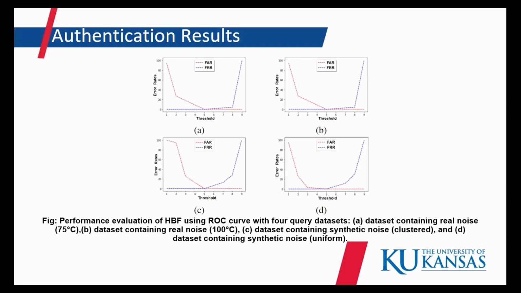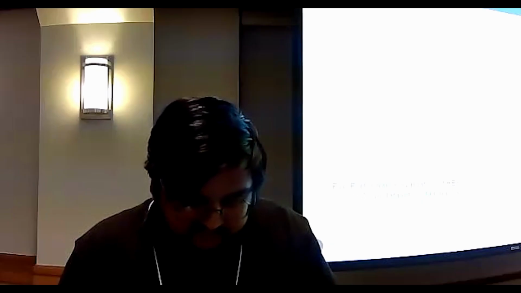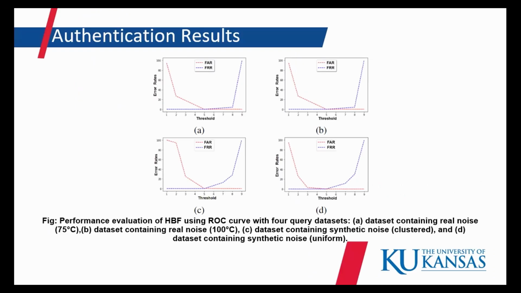We measure the authentication performance using the receiver operating curves. This shows that we can tune the parameters of our framework. If we do that properly, it's possible to achieve 100% authentication rate, even when we have a query set that has noise incorporated. These graphs show that the FAR and FRR rate is 0 in all of the experiments we set. The threshold of the hierarchical Bloom filter is set to 5 in every case.